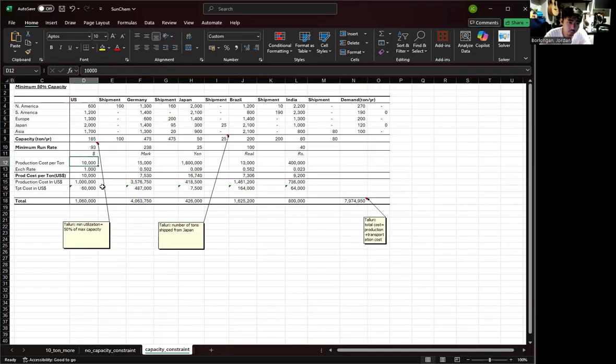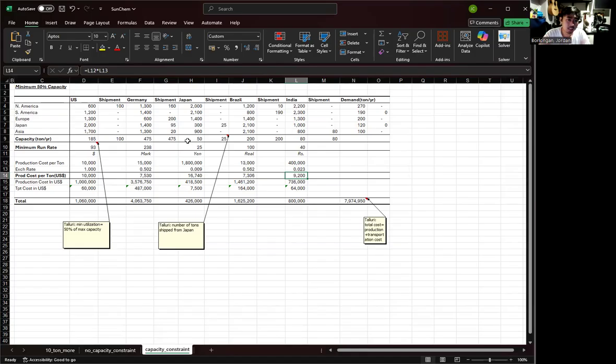To compute the production cost per ton, we just simply reference the given production cost per ton as well as the fixed exchange rate. Just multiply them, and then the production cost per ton is obtained. And as you may see, it's varying towards all of the locations. So not every location is equal.